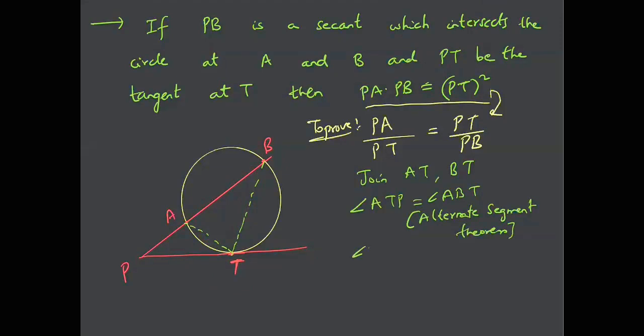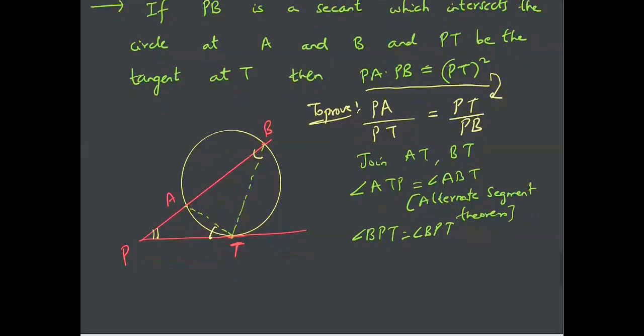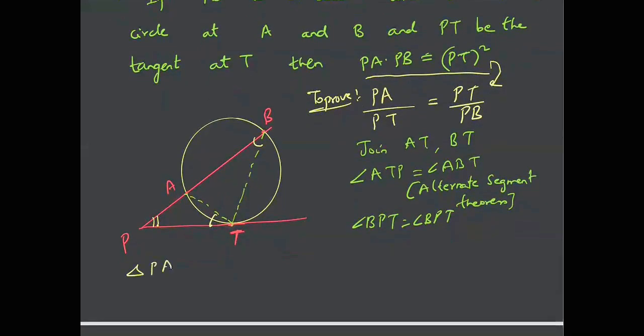And angle BPT is equal to angle BPT because this is common to both the triangles. So this angle is equal to this angle and this one is common. In triangle PAT I have two angles, and in triangle PBT also there are two angles, so these are equal. So by the AA axiom, triangle PAT is similar to triangle PBT. This implies that the corresponding sides will be proportional.